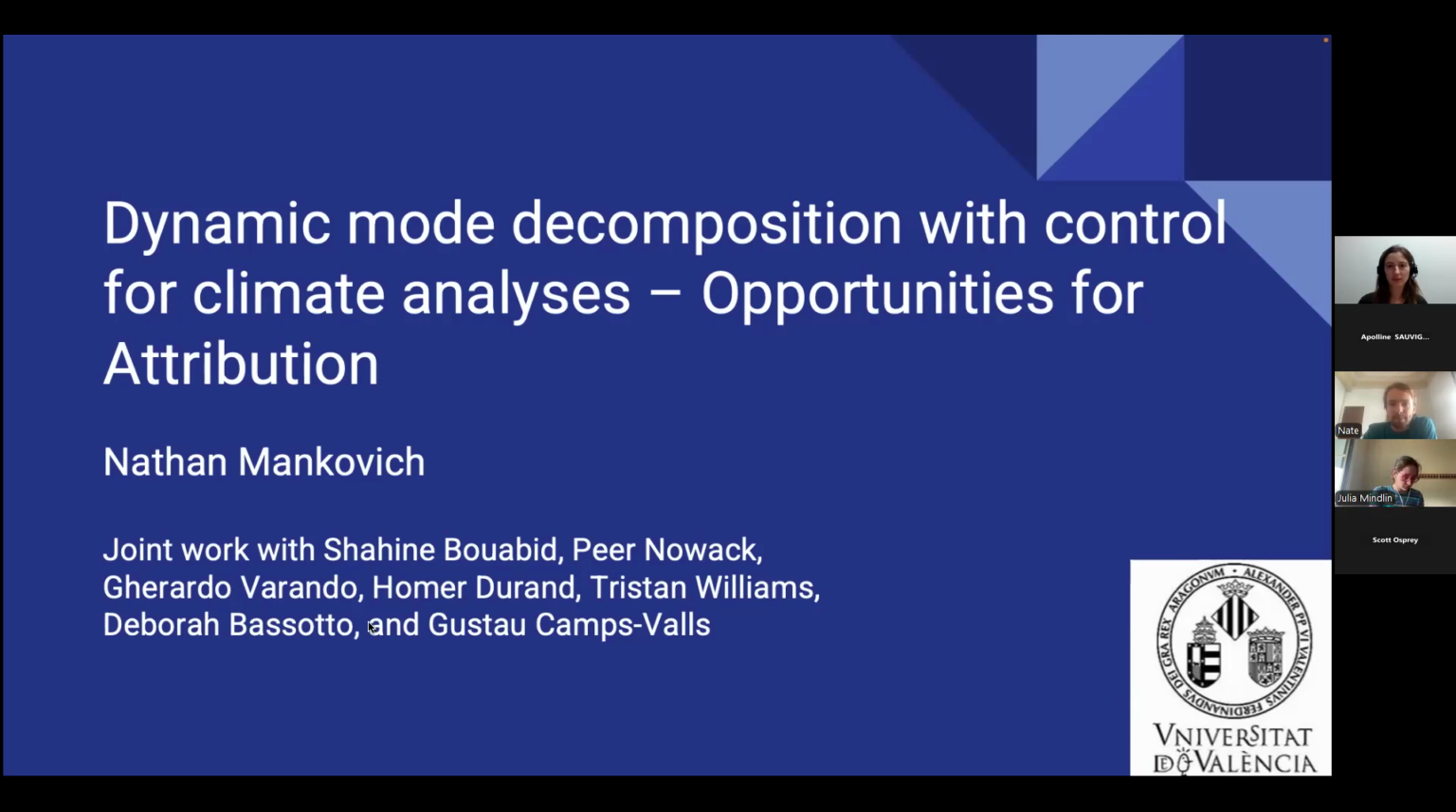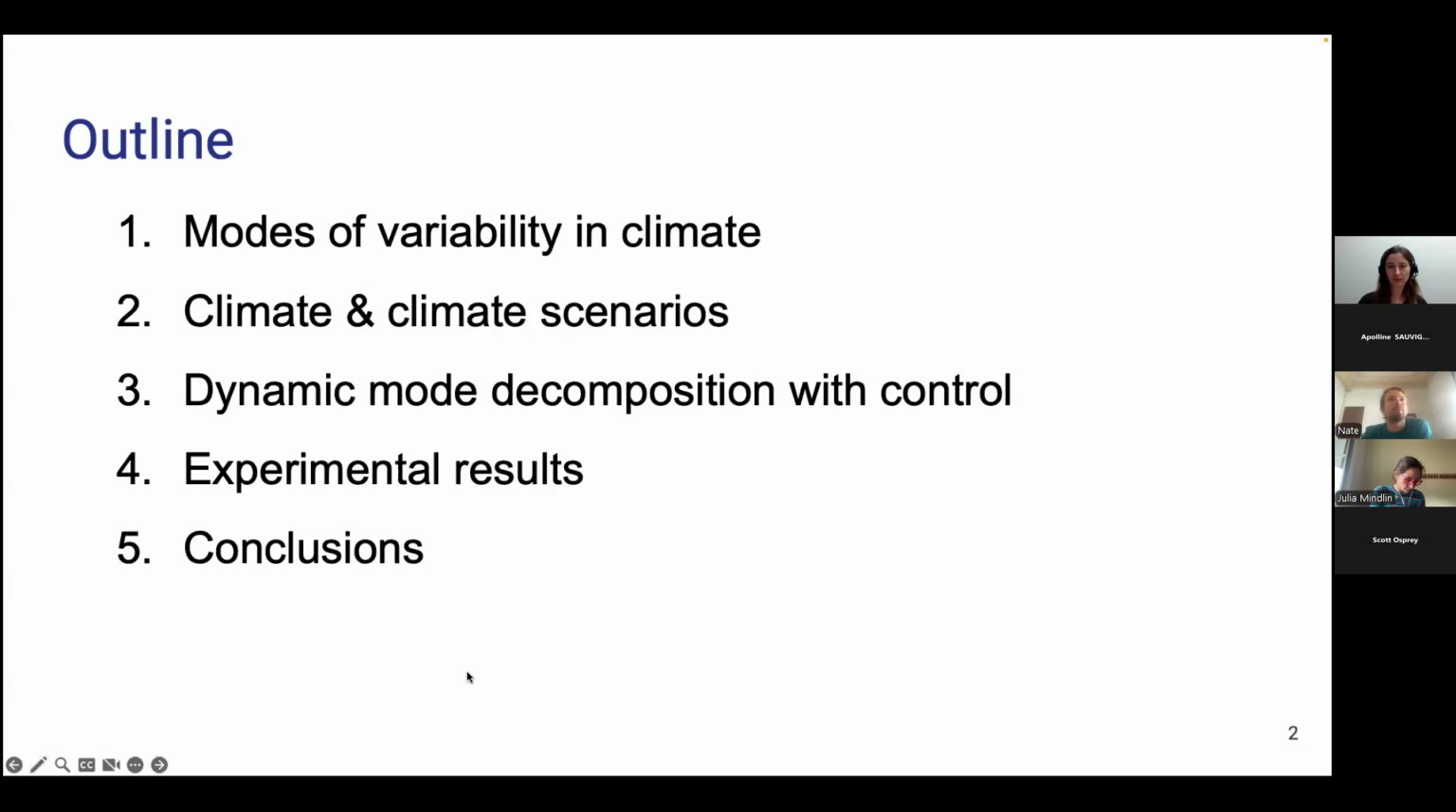So first I'll be talking about modes of variability in climate. Then I'll talk about climate and climate scenarios. Next, I'll introduce dynamic mode decomposition with control. We'll talk about some experiments, and I will conclude. A caveat here, I'm not a climate scientist. I'm newer to this stuff. So please, anyone here with absolute expertise in climate, feel free to correct me. Any comments are certainly helpful.